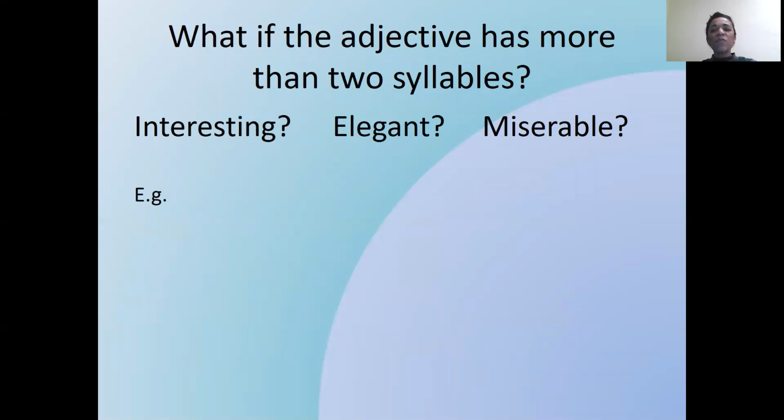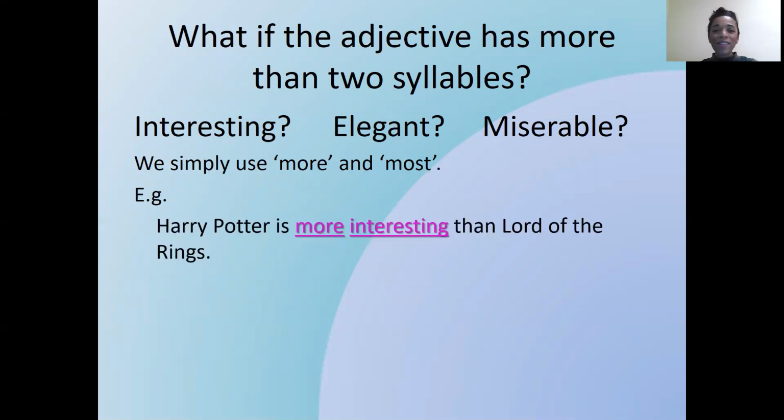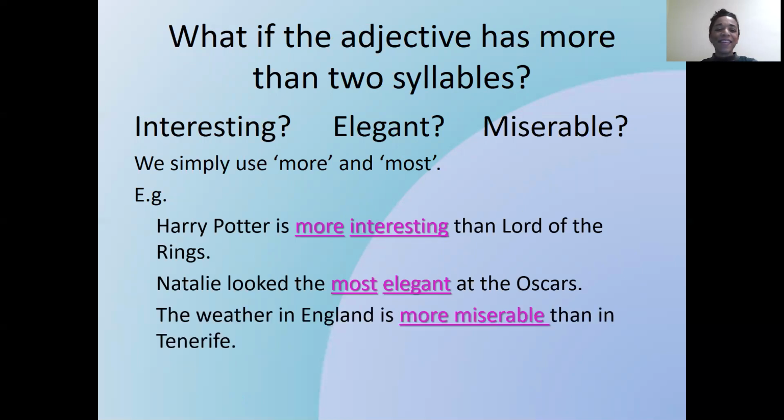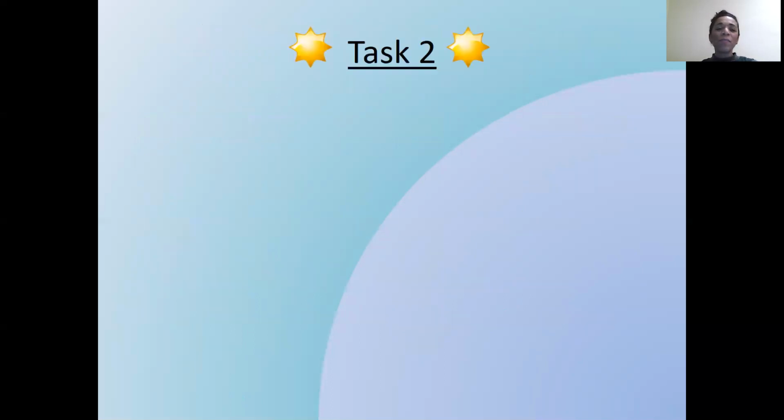What if the adjective has more than two syllables? Interesting, elegant, and miserable. We simply just use more or most. So Harry Potter is more interesting than Lord of the Rings. Natalie looked the most elegant at the Oscars. The weather in England is more miserable than in Tenerife.